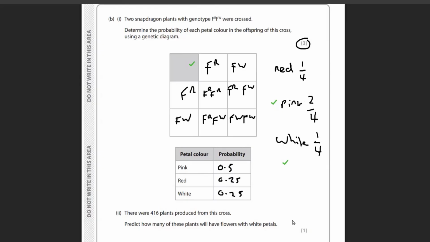Now let's look at the last part of this question. There were 416 plants given off as offspring from this cross. Predict how many of these flowers will have white petals. Well, you're going to do 0.25 times the total number of plants, 416. You're going to get 104. And that is our prediction of the offspring. Of course, you've got random chance and fertilization of gametes, randomness of all of that business, so it might not end up like that.